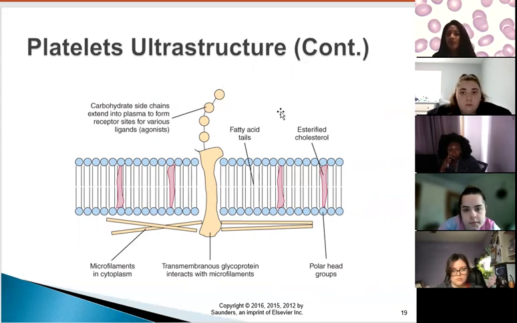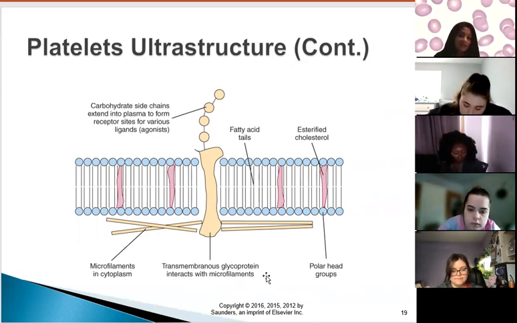And this is typically an example of one of the receptors. Remember, platelets have more than 50 receptors. We don't have to learn all of them, but we are going to have to learn the names of some important receptors in the platelets. Okay, it has the transmembrane glycoproteins and the microfilaments in the cytoplasm.